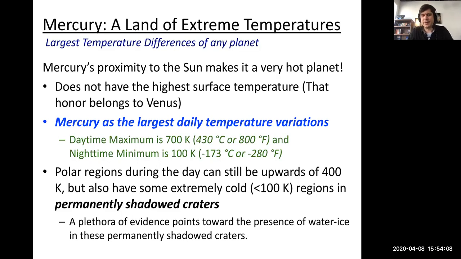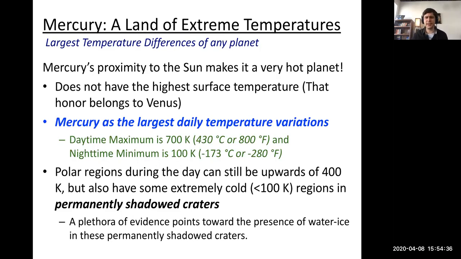The nighttime minimum can get extremely cold at night with no atmosphere to regulate its temperature. It just cools down, and it can get as cold as 100 Kelvin. That's minus 173 degrees Celsius, or minus 280 degrees Fahrenheit. Over 1,000 degrees Fahrenheit temperature variation between the day-night cycle on Mercury. It has the largest daily temperature variations of any of the planets in our solar system.